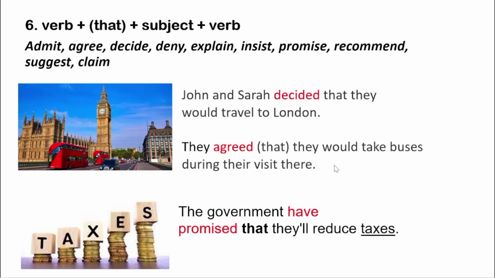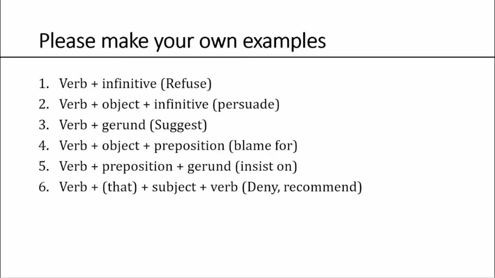One more example. The government have promised that they'll reduce taxes. Here, have promised is followed by a that clause. Alright. Well, you can try to make your own examples using the verbs below: refuse, persuade, suggest, blame for, insist on, deny, and recommend. I think that's all for today.